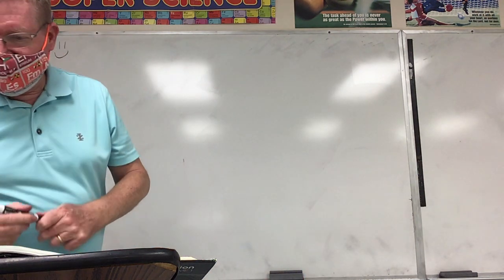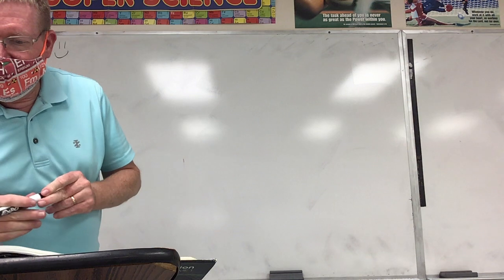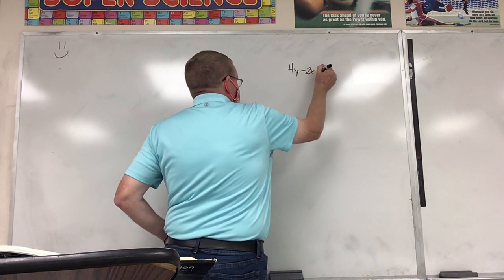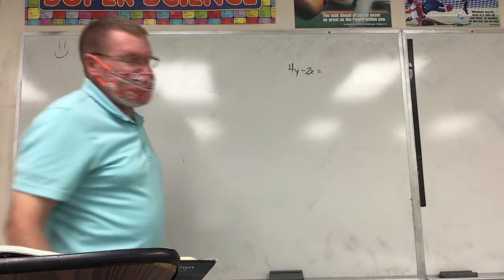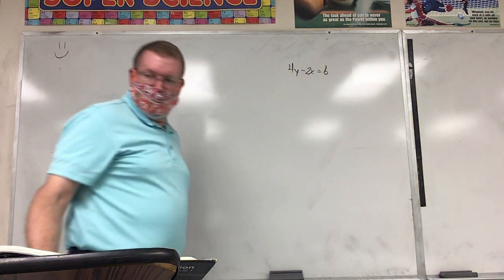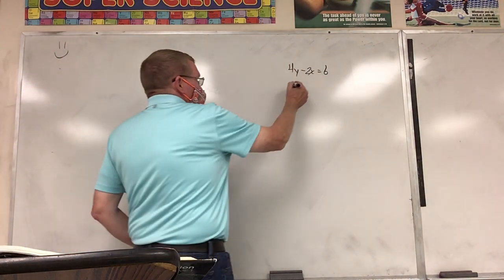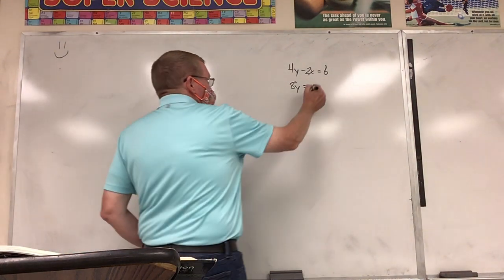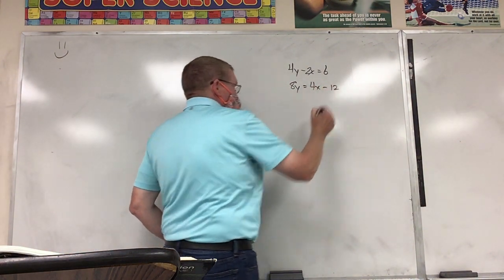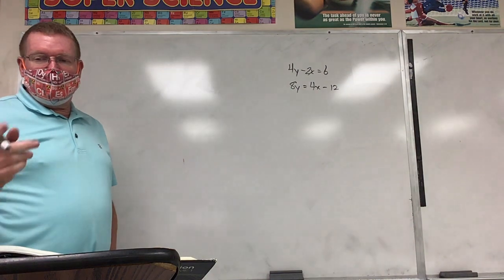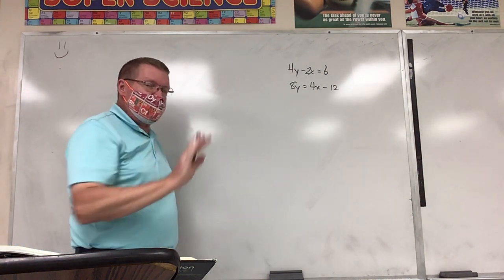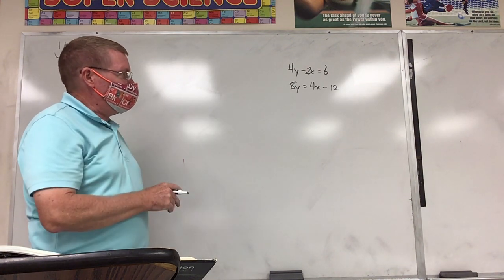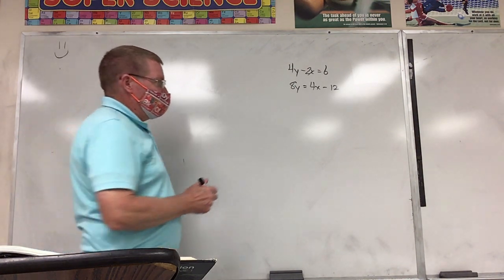All right, so let's look at 4y minus 2x equals 6, and 8y equals 4x minus 12. The easiest way to be able to tell what system I have, I've got a system here of 2 equations. A system is 2 or more equations. So with a system of 2 equations, the way to tell is to solve for y, get it in slope-intercept form.